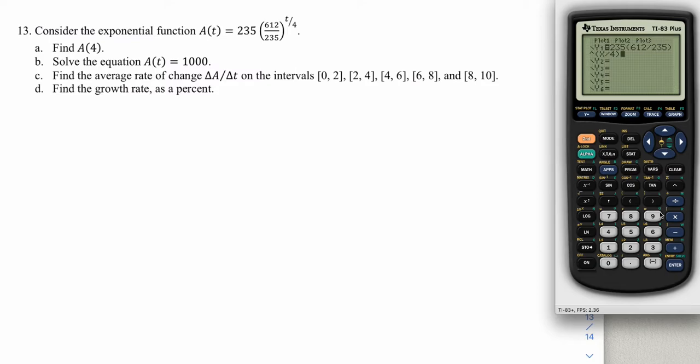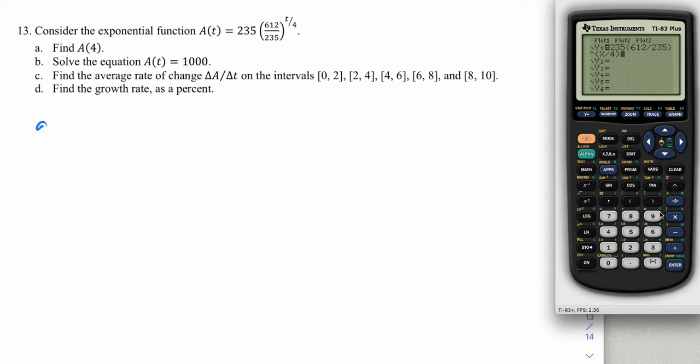So there's the model. You should recognize this as a two-point exponential form. We can see that on this model, the initial value is 235. It's a growth model because at t equal 4, the output will be 612. That's the second point. We've got the initial value and the value at 4. So it's the two-point exponential form.